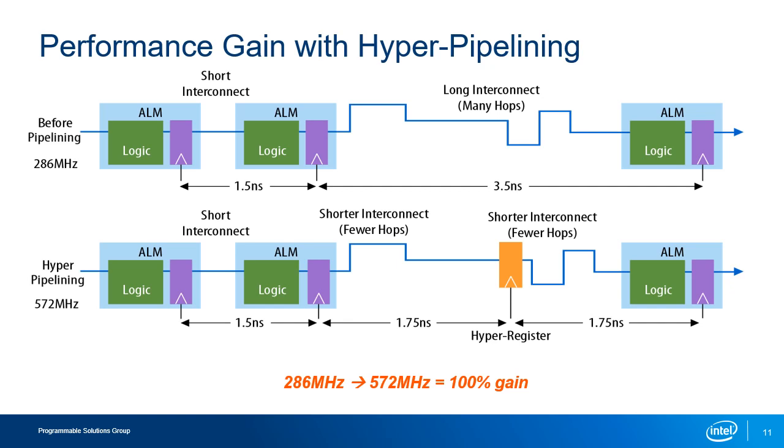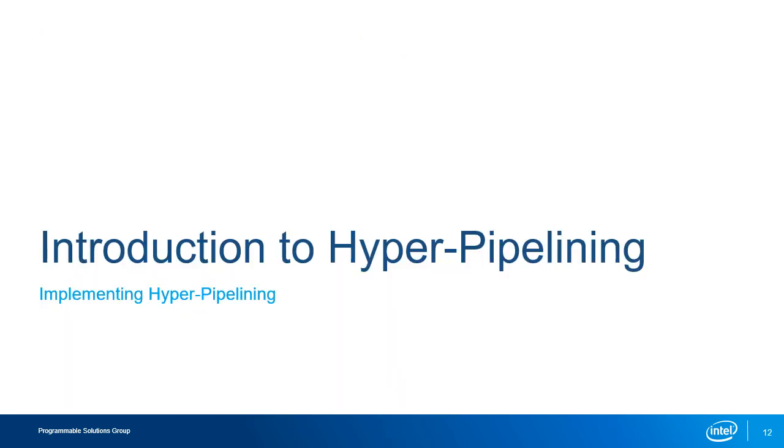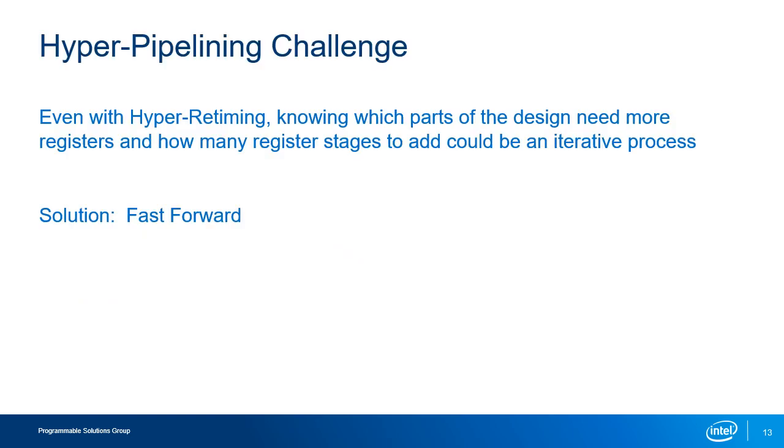design. In the next section, we will look at a methodology you can use to apply hyper-pipelining to your Intel Hyperflex architecture design. Even though the hyper-retimer can move registers along a path to an ideal location, still knowing how many registers to add and where in the overall design to put them to reach a particular target performance requires an iterative process. To solve this challenge, we go back to fast-forward compile.